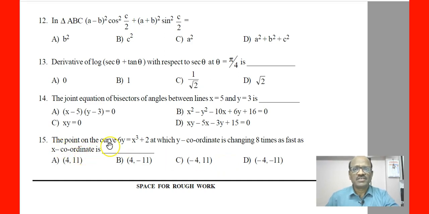The point on the curve 6y is equal to x cube plus 2, at which the y coordinate is changing 8 times as fast as the x coordinate. That is, y changes 8 times with respect to the x coordinate. Now see the answer to this question.